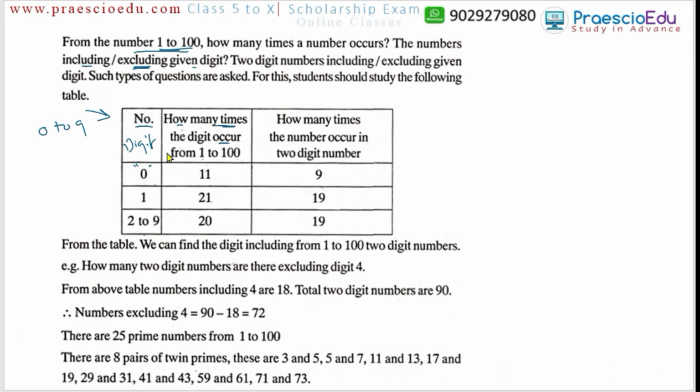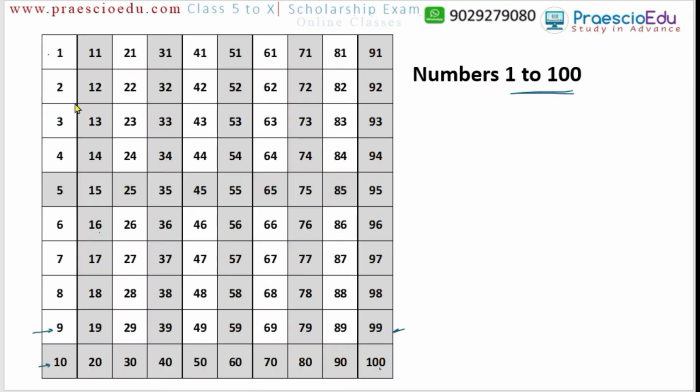Now how many times does it occur? If you see the number table, 0 is only in this way: 10, 20, 30, 40, like this up to 100. Now how many times does it occur? These are the 10 numbers, but the 0 occurs 11 times. Now 1 2 3 4 5 6 7 8 9, up to here 9 times, but in 100, 0 occurs 2 times, meaning 9, then 10 and 11. So we can say 0 occurs 11 times from 1 to 100.